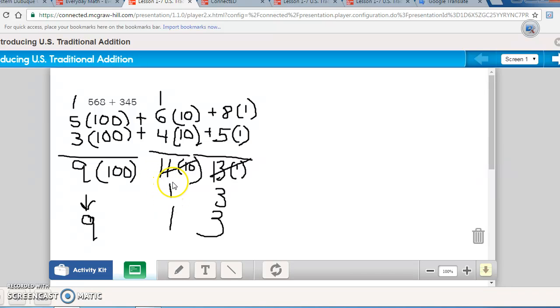I have 1 group left of tens. 10 tens is 100, so I move that over to the hundreds column. When I add that up, 5 plus 1 is 6, plus 3 is 9. So I have 9 hundreds. What's my answer then? My answer is 913.